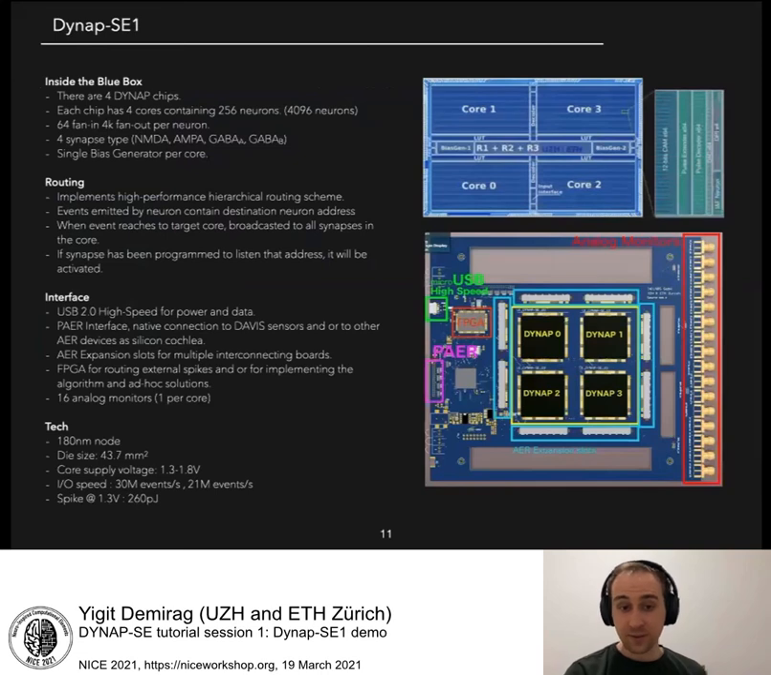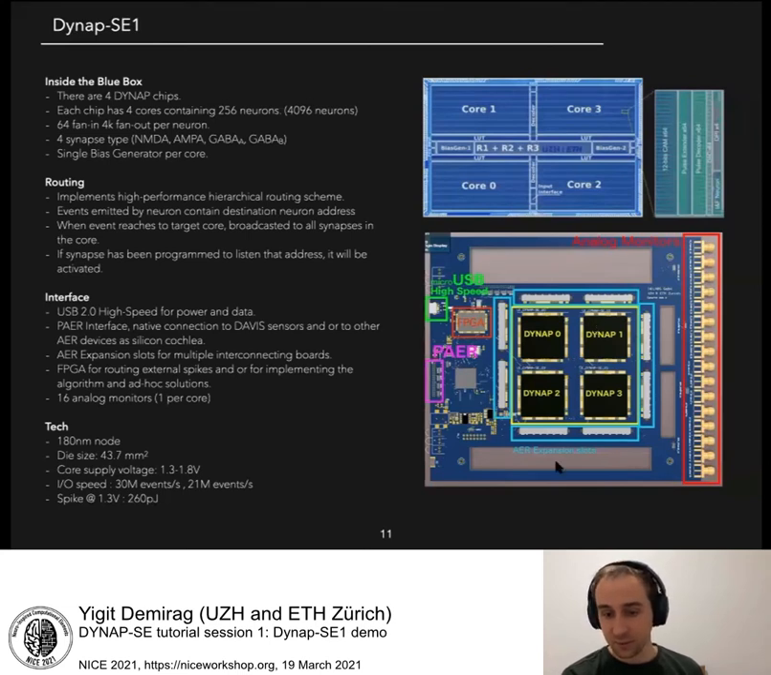So what's inside DYNAP-se? DYNAP-se 1 comes with a blue box here. Again, it's important to mention that DYNAP-se 1 is a small prototype chip, initially built to explore the principles of communication protocols across multiple cores and chips with a hierarchical routing scheme. It was designed in 2014, and it's a small board, actually.